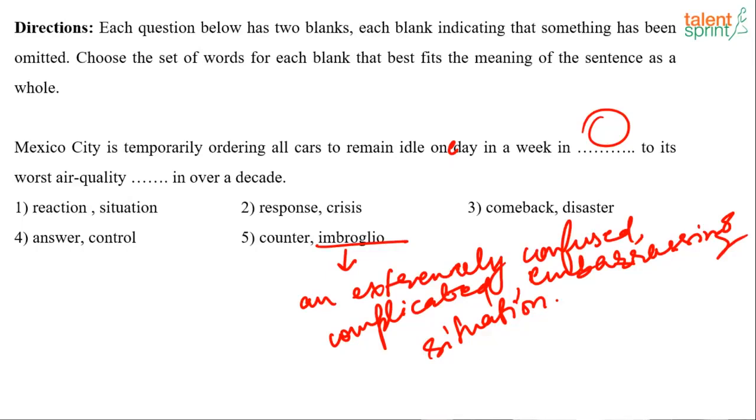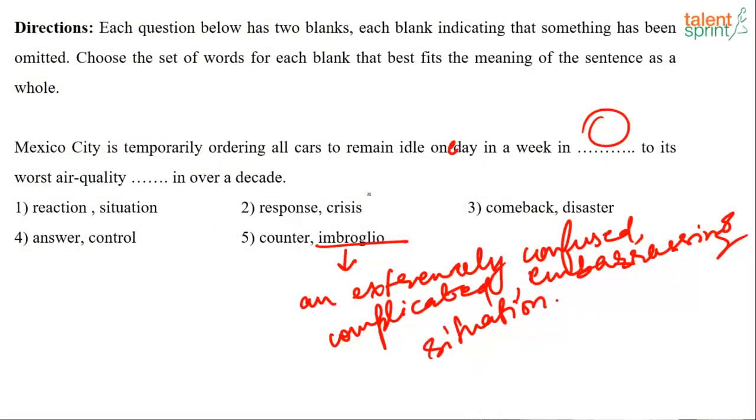All right, so that is the meaning of imbroglio. Okay, let's look at the statement again. Mexico City is temporarily ordering all cars to remain idle 1 day in a week in dash to its worst air quality in over a decade. So it can be either a response or a reaction. Am I right or wrong? It cannot be a comeback. Comeback is when you are gone for a long time from a certain place or a certain industry and you come back. People usually say what a great comeback Flipkart has made or something like that. So that cannot be the answer.